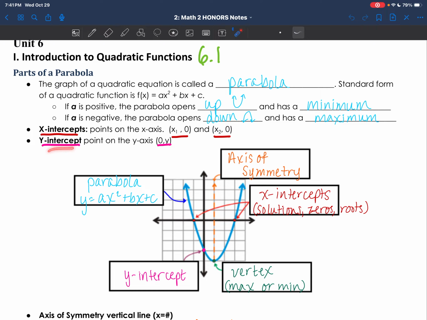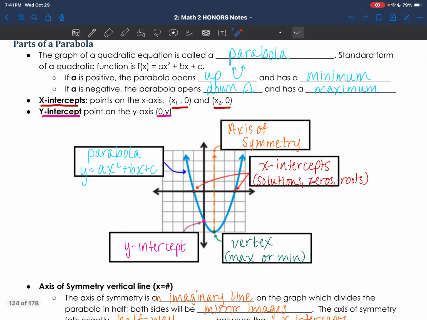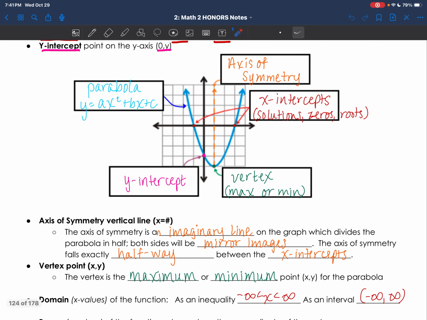The y-intercept is on the y-axis, and it has x is 0, and it's looking for y. So on your graph right here, you have the y-intercept. And then, let's scroll here. All right, so now we're going to get into some other parts of the parabola. This is the axis of symmetry.